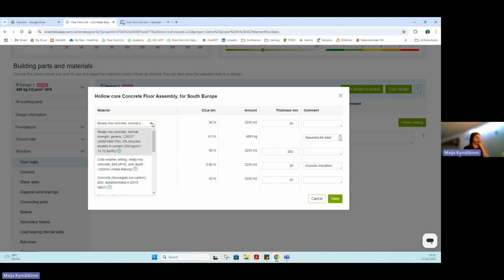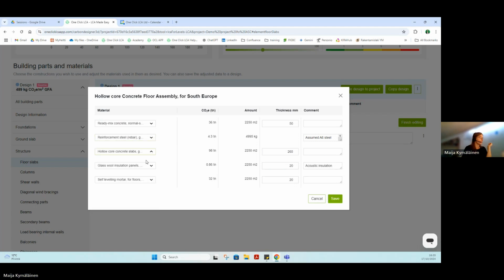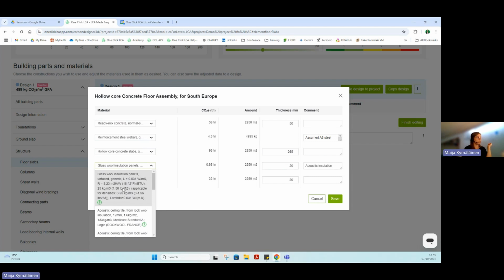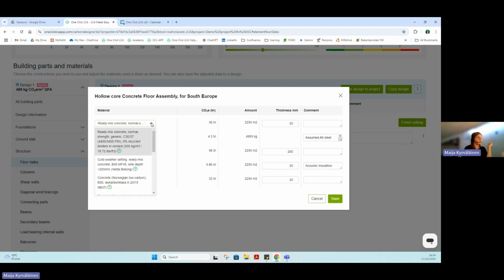We can see that we have a very generic ready-mix concrete here, with 0% recycled binders in cement. We have 80% recycled content rebar, glass wool insulation, quite generic, and also self-leveling mortar. One thing is that we can choose to do this material by material. Also here we can adjust thicknesses, add comments, and so on.